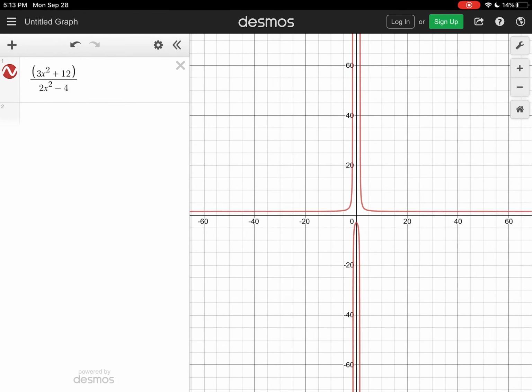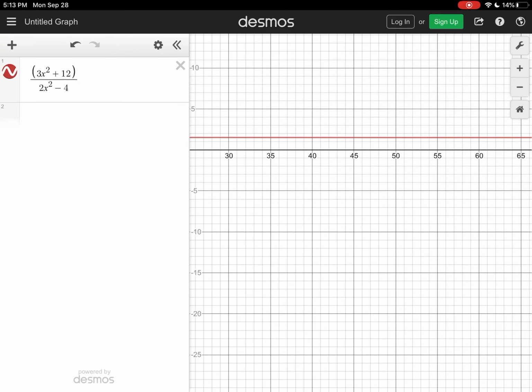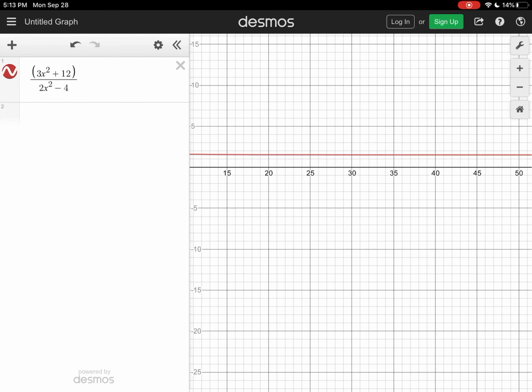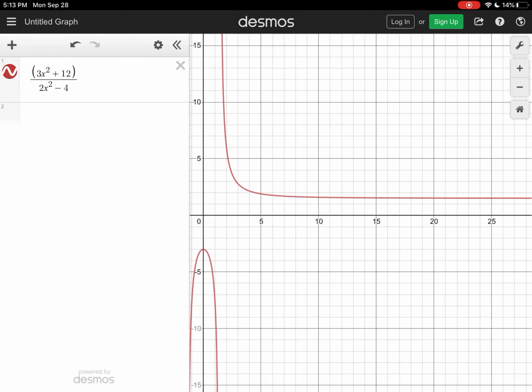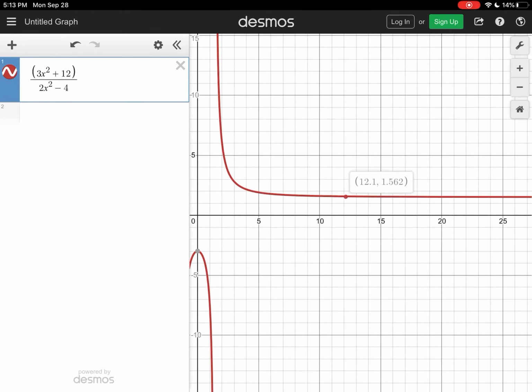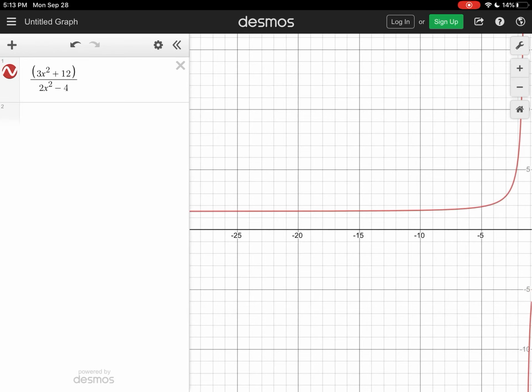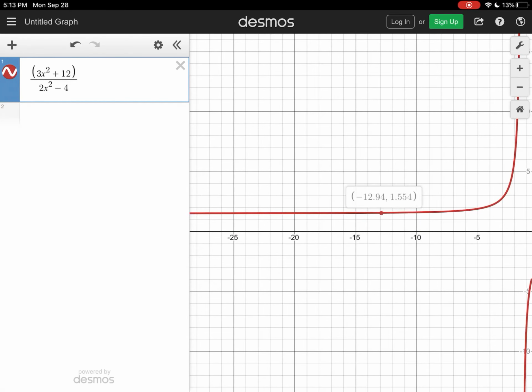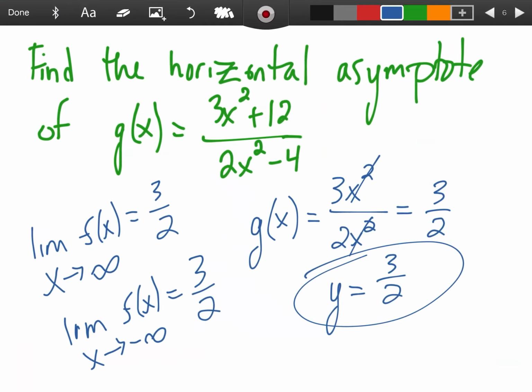1.5. So let's take a look at this. And we can kind of see that that looks like it's true. Let's just get some values. So as we go to the right, 1.553, 1.521, 1.517. So as we go to the right, yep, it's going to 1.5. As we go to the left, same exact thing, 1.513, 1.512. So as we go to the left and the right, we can clearly see it's approaching 3/2 or 1.5.